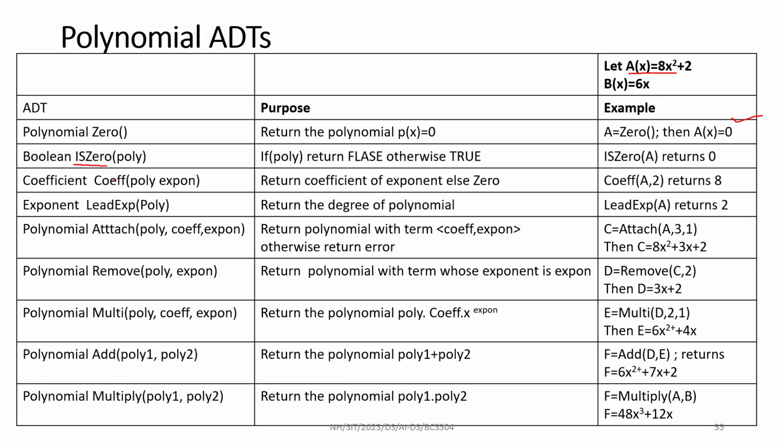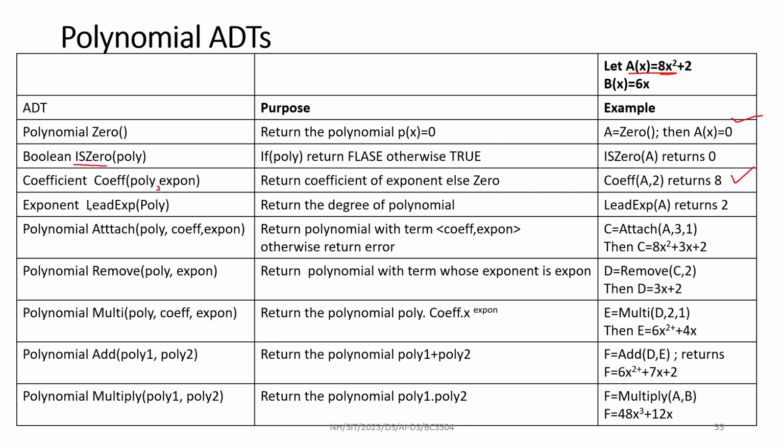Next, for a given exponent, I wanted to know its coefficient. So two parameters you have to pass. One is the polynomial, the other one is the exponent. For example, I'm using the function coefficient. It returns the coefficient, otherwise returns 0 if that exponent part is not there. Take a polynomial and the exponent 2. What is the coefficient? The answer returned is 8 because for exponent 2, the corresponding coefficient is 8.